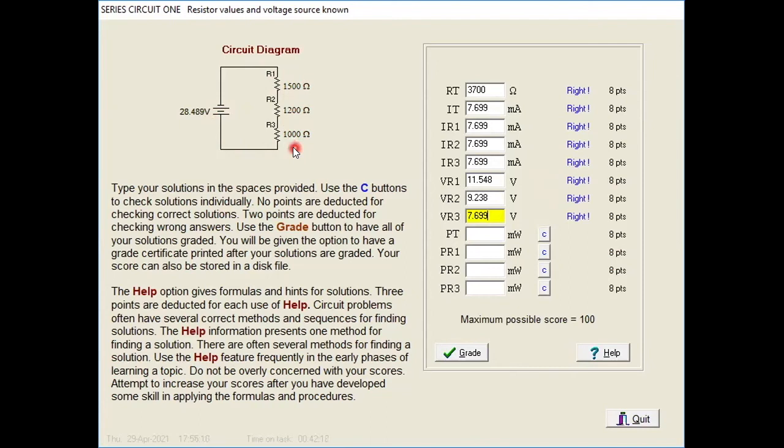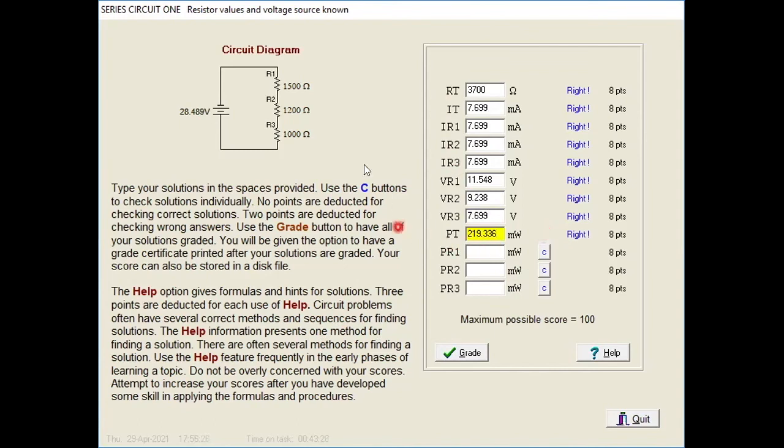How many watts of power is it consuming? It's 28.489 volts, and we are going to multiply it by our total current of 7.699 milliamps. I'm going to hit equals, and that gives me 219.336 milliwatts. Now, if we did it right, it'll say right, and it does.